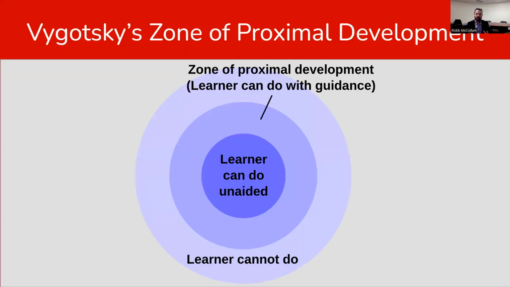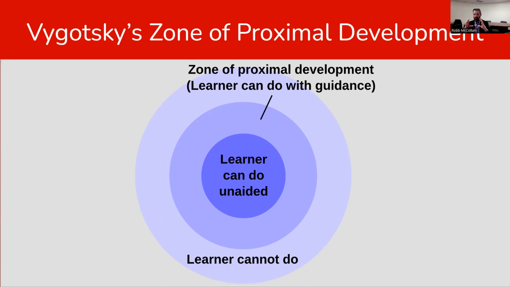Let's take a moment here to talk about Vygotsky's zone of proximal development, and specifically relate it to language development. Vygotsky is a researcher who studied a lot of social psychology and how learners improve and learn more. And this diagram here can represent the concept that he presented, which is the zone of proximal development. In the center of our diagram, we have everything that a learner can do on their own without help from the teacher. The outer circle represents things that the learner cannot do.